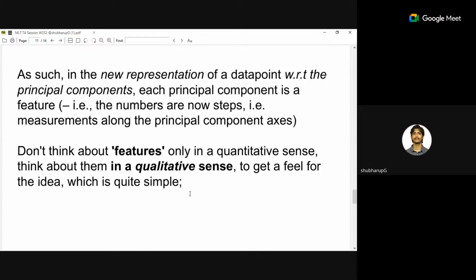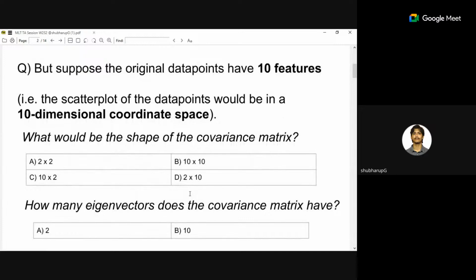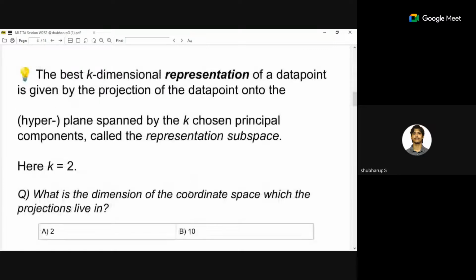So basically, if we have data points in 10D, my covariance matrix will be 10 cross 10, right? If you have 10 features, a 10 cross 10 covariance matrix is going to have 10 eigenvectors, right? Eigenvectors are also going to be in R10. They're going to be in 10D, right?